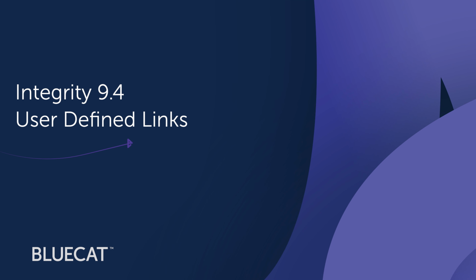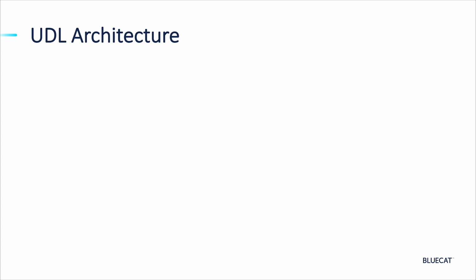We're going to be taking a look at how we've enhanced the user-defined links capability we first introduced in the Integrity 9.3 release. This feature helps our customers to document and navigate user-defined IPAM relationships. The UDL architecture has been updated in Integrity 9.4.